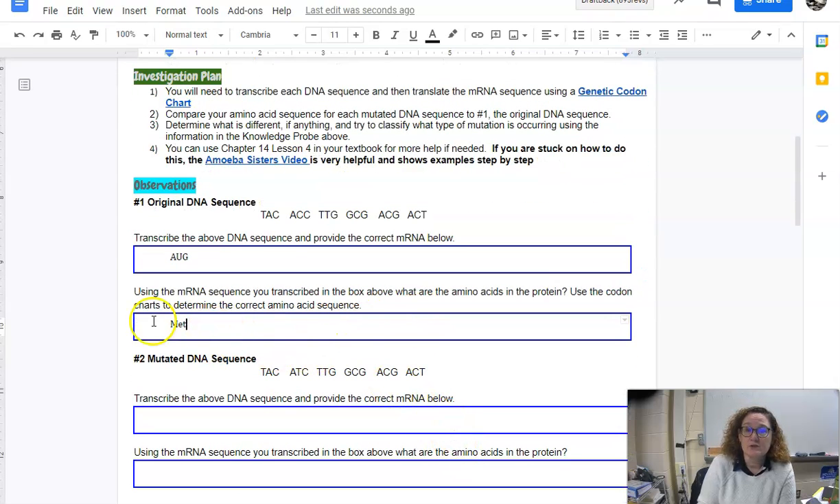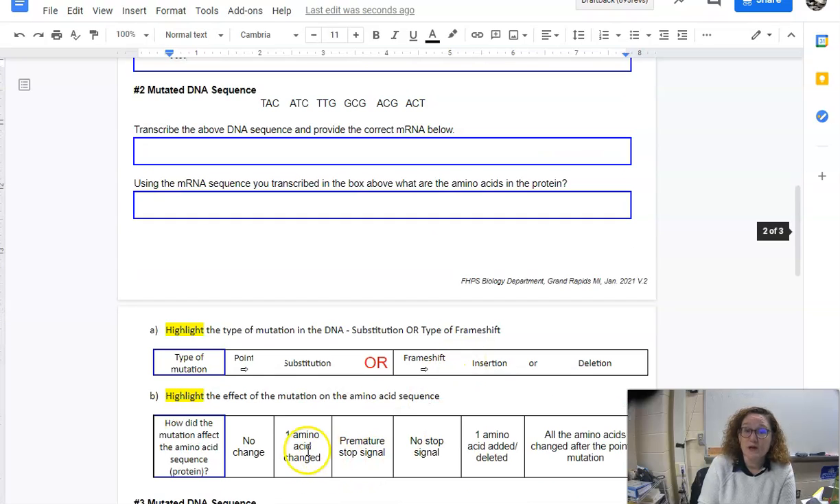So what you'll do is, this is our original protein, that amino acid sequence. You'll compare the mutated to the original. And based on what you find, you'll first decide what type of mutation it is. Is it a substitution or an insertion or deletion? And you'll highlight that. And then you'll decide what happened to the amino acid sequence.